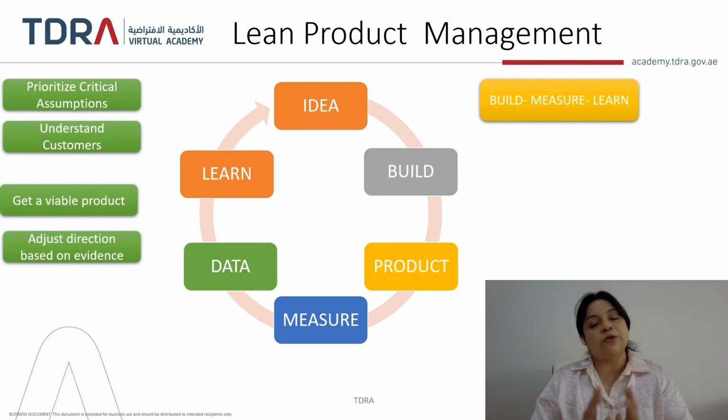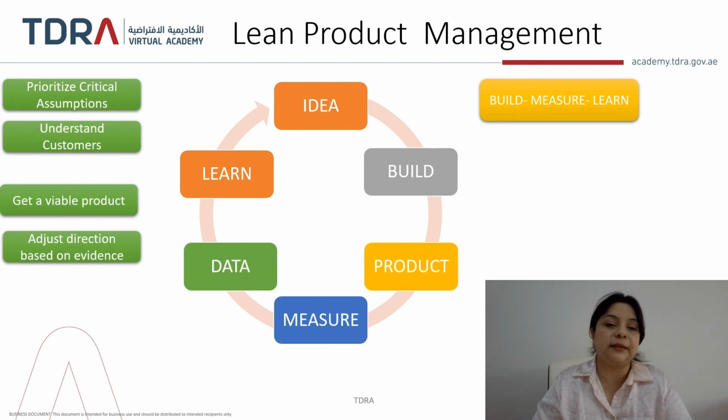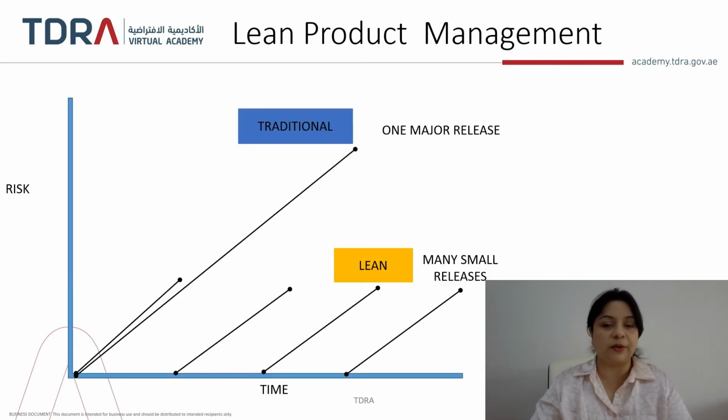What is the diagram around this? So we have a diagram over here which talks about the build, measure, and learn. Every principle of lean product can be mapped into this circular table right over here, wherein we have the idea that we build upon and create a product that we measure, and then go back to the learning process. What this helps us do is to prioritize critical assumptions, understand customers, get a viable product, sometimes just an MVP, and adjust the direction based on the evidence that we have. So this, in a very, very brief, is what lean product management is all about.